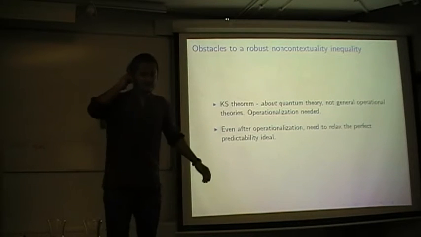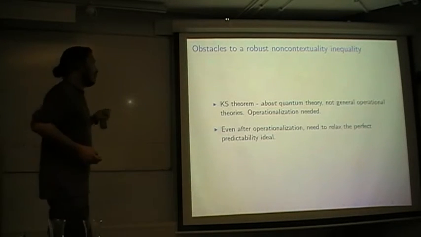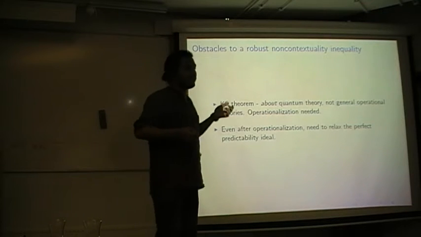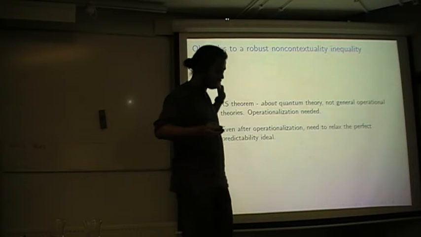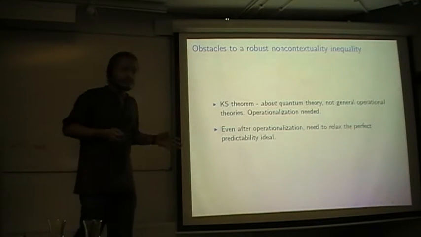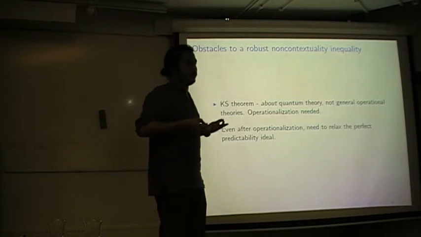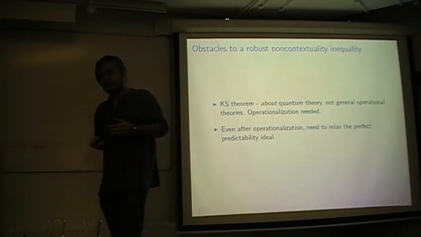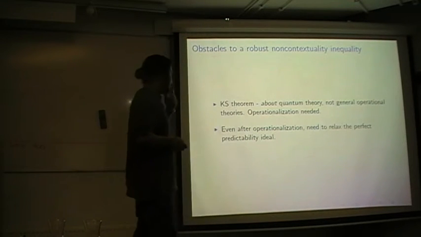Now there are obstacles to meaningfully talking about experimental tests of the Kochen-Specker theorem. Firstly, the Kochen-Specker theorem is a statement about quantum theory and not about general operational theories. It requires you to refer to the Hilbert space structure of the theory and talk about assigning values to projectors. So we need to operationalize that notion. We need to be able to talk simply about preparation procedures, measurement procedures, transformation procedures, and about what probabilities different outcomes occur with. So operationalization is needed. Even after you operationalize things, you have to relax certain ideality assumptions that are intrinsic to formulations of the Kochen-Specker theorem. For example, the assumption of outcome determinism is in some sense an ideality assumption, because you can only justify it, as I'll show, when you observe perfect predictability, which I'll define. So we need to relax that assumption as well.